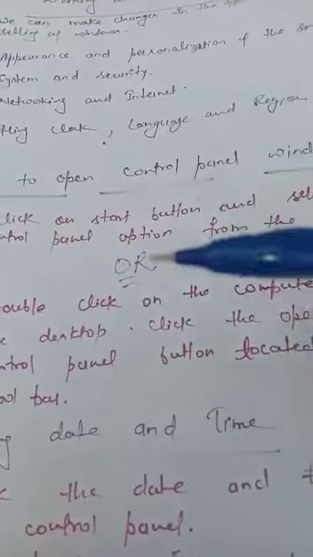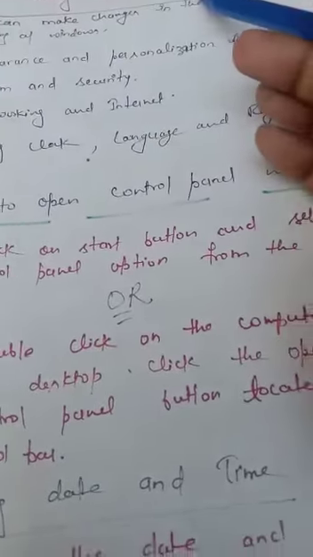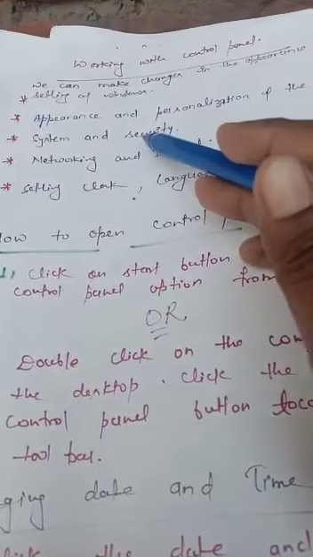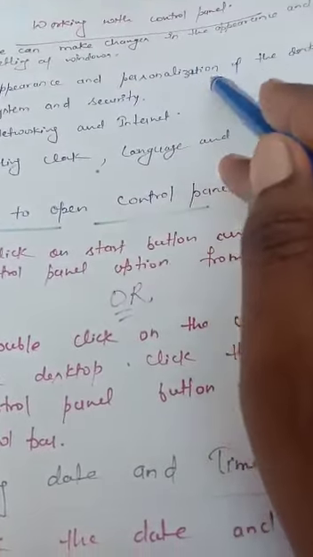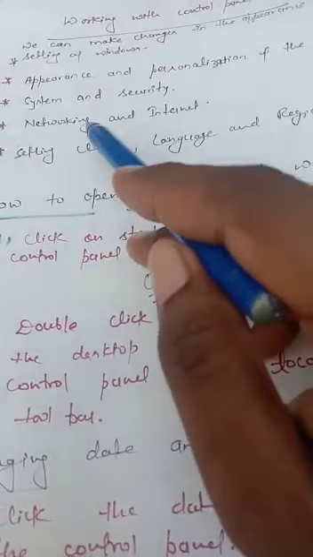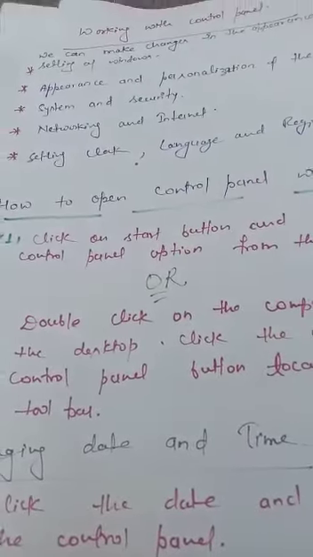Means Windows में किसी भी तरह की changes करने के लिए जिस particular option का हम use करते हैं, that comes in control panel. The work of the control panel is as follows: changing appearance and personalization of the desktop. Second is system and security. Next is networking and internet, setting clock and language and region.